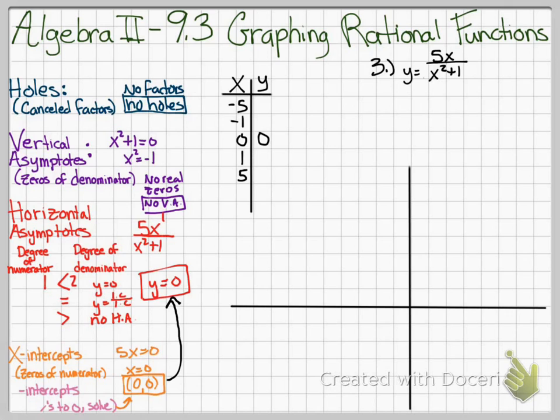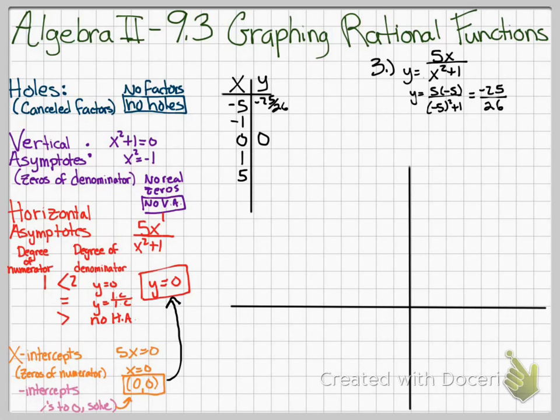All right. Let's plug in -5 first. So let's do y equals 5 times -5 over -5 squared plus 1. Well, 5 times negative 5 is negative 25, and negative 5 squared is 25, plus 1 is 26. So this, looking kind of like a huge number, is really just a little less than negative 1. So negative 25 over 26. All right, that's interesting.